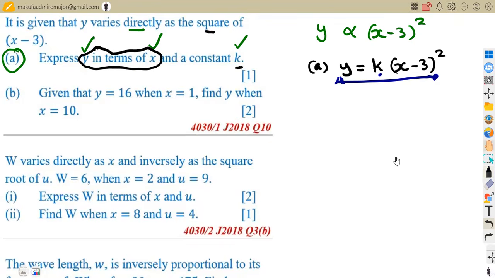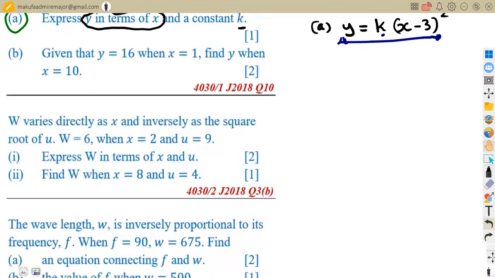All right, then let's move on to item B. They are now saying, given that y is 16 when x is 1, find y when. Okay, do not be confused when they ask this way. They just want to confuse you here.